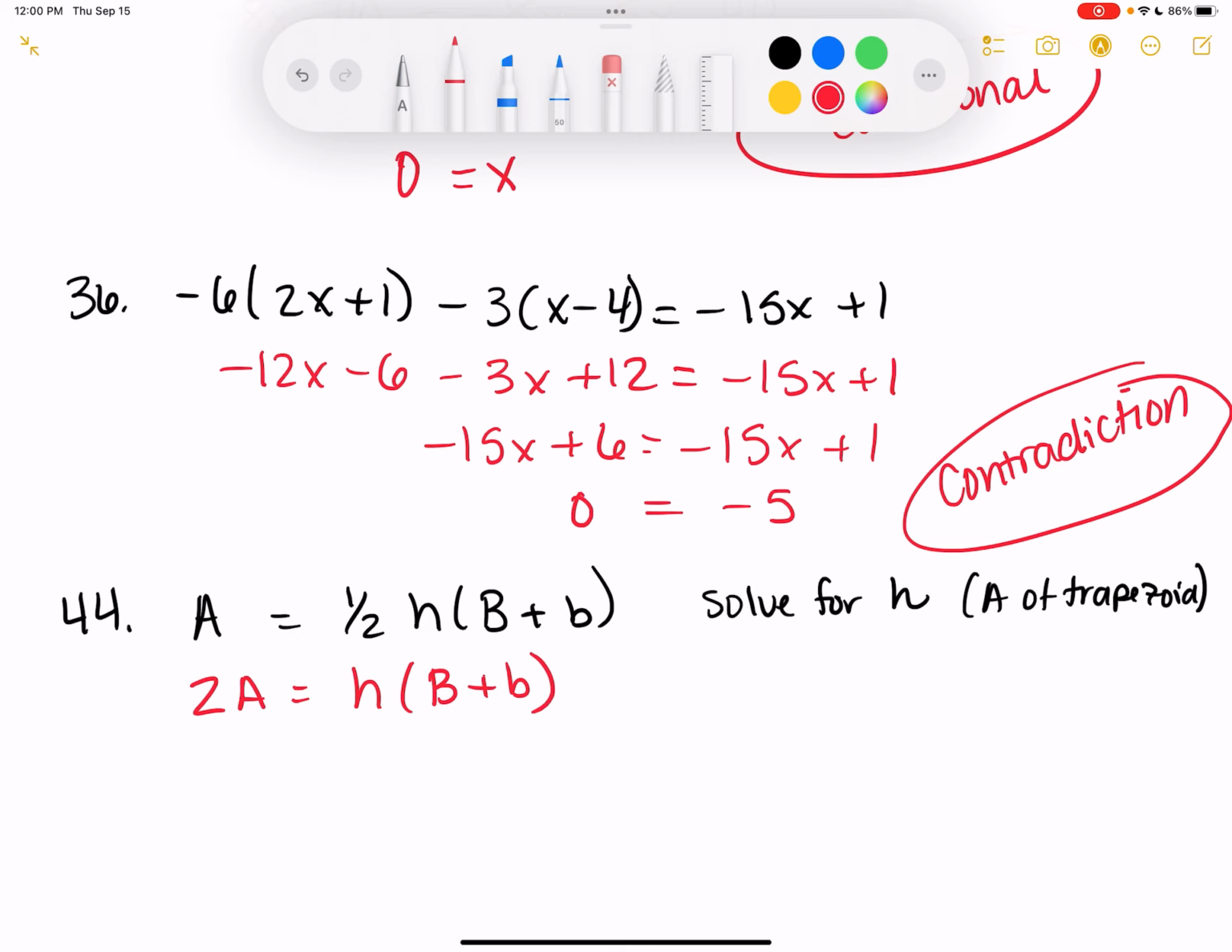Now what? That's all you can do, right? To get h by itself, divide by the bottom. By what? Big B plus little b. So h is going to be equal to 2a over big B plus little b.